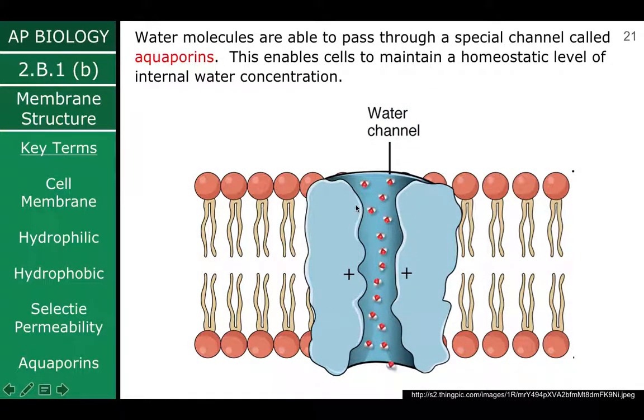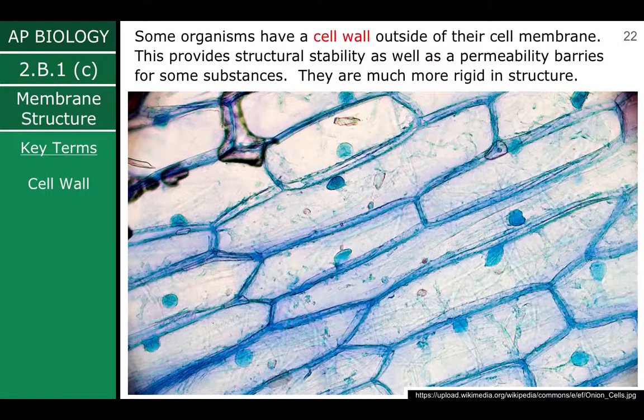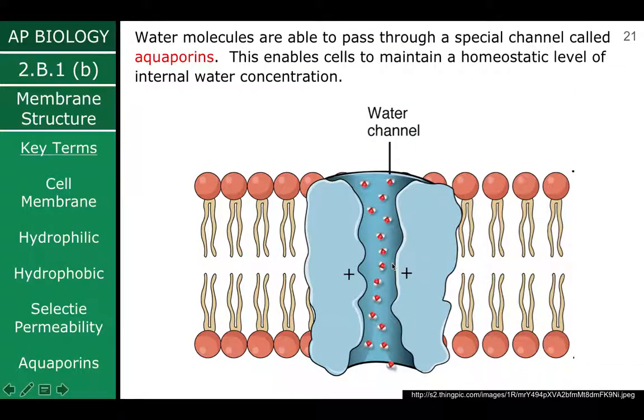So this is an example of a water channel. Water molecules are able to pass through this specific channel called aquaporins, and it allows cells to basically maintain homeostasis, which is basically that maintained internal level of water concentration. You can see that in our water channel there are positive charges on those outsides.